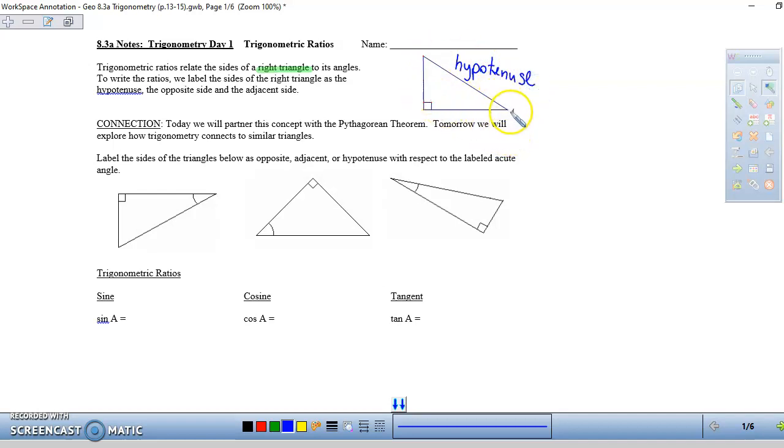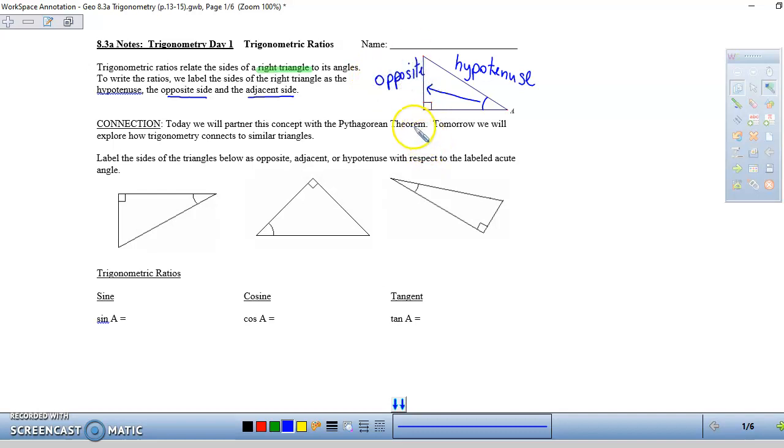Okay, and then in this picture, we're labeling and referring to angle A. And then we're going to label the opposite side and the adjacent side. Opposite kind of sounds like it is. It's across the triangle or opposite of the angle. So if you look, opposite from this angle A is this side here. So that is going to be the opposite side.